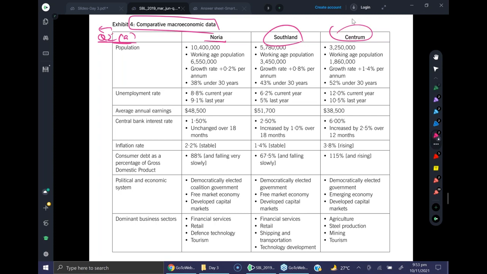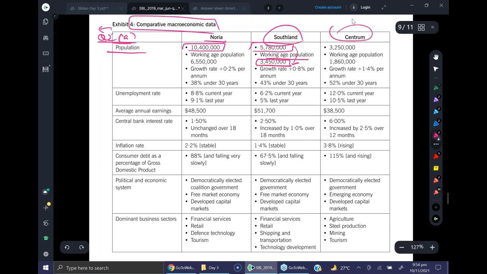First thing, population. Noria has a population of 104,000,000, and Southland has a population of 5,780,000. So as compared to Noria, Southland has a smaller population. I'm not saying it's a positive aspect. I'm just saying they have a smaller population. However, from this population, the working age population is 3,450,000.